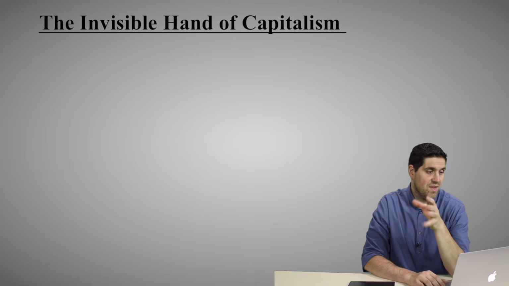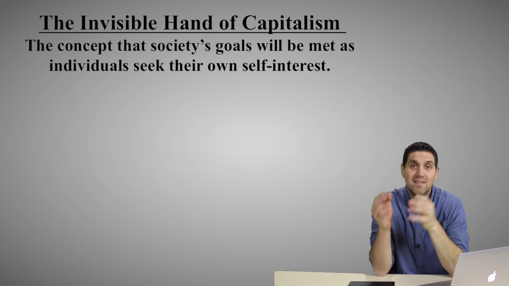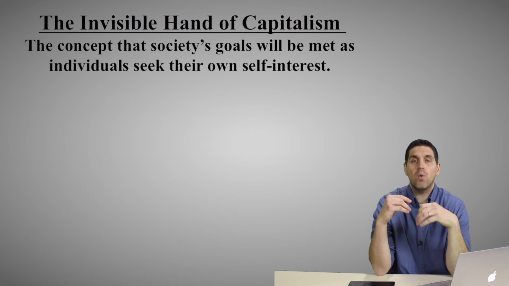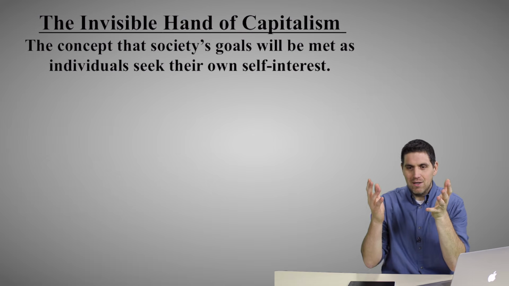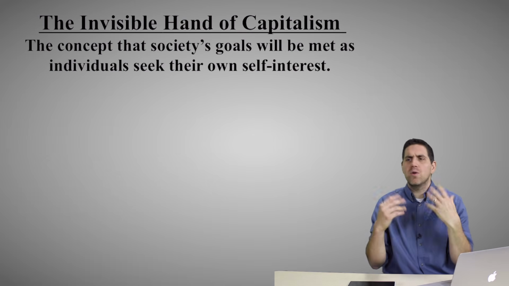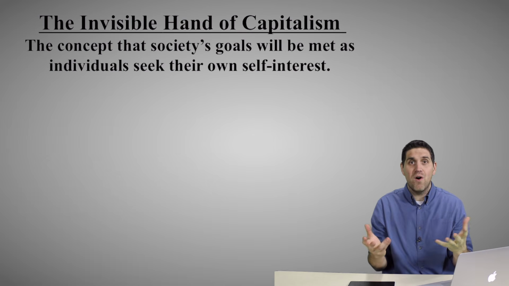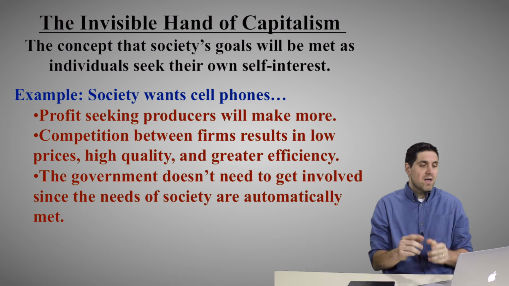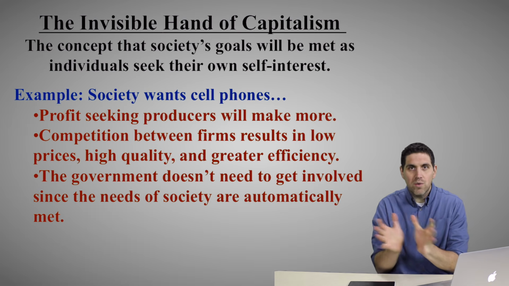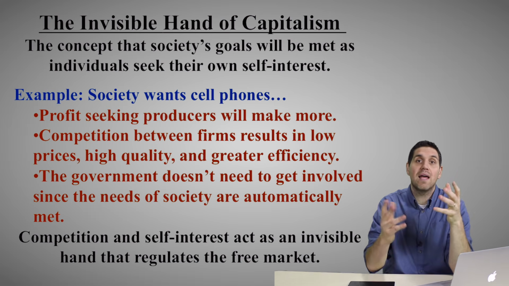The most important concept in capitalism is the idea of the invisible hand. The invisible hand is the idea that society's goals will be met as individuals seek their own goals. So a business can't get rich and can't make money unless they do something that you want. Like if I produce cars, I've got to make awesome cars. I've got to make awesome computers. I've got to make awesome phones. If I don't, then people aren't going to buy them. So they've got to make other people better off. And so society's resources will go to the right place based on what we want produced. Competition and self-interest regulate the free market system.